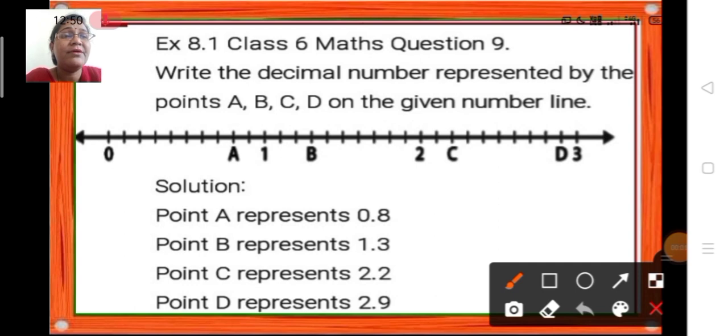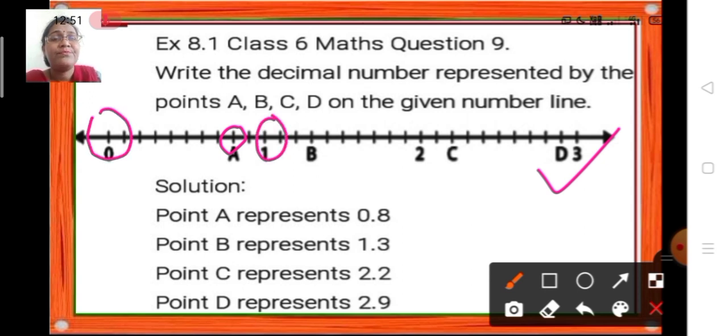Write the decimal number represented by the points A, B, C, D on the given number line. Here, this is the given number line, children, and the point A lies in between the numbers 0 and 1. Children, here the distance between 0 and 1 is divided into 10 equal parts, and each part represents the decimal value of 0.1, and the point A is on the 8th part away from the 0. Therefore, the point A represents the decimal number 0.8.